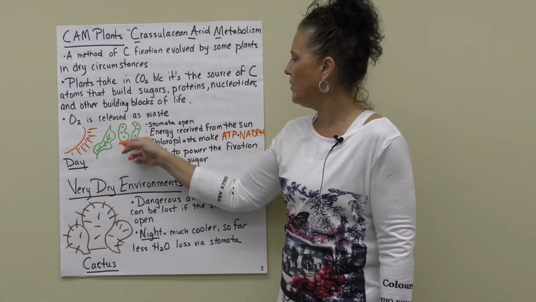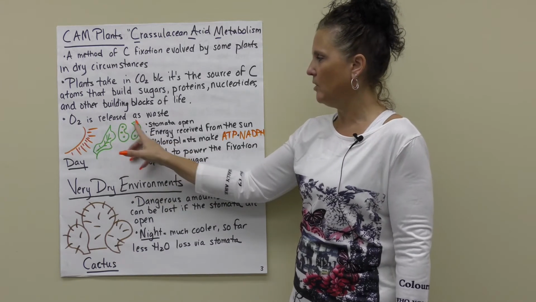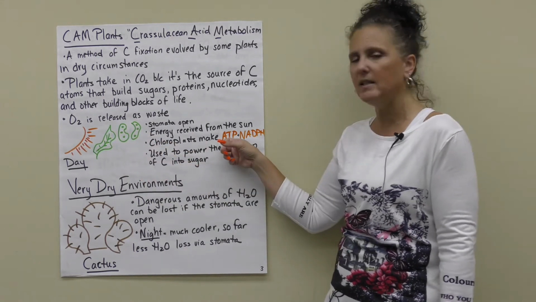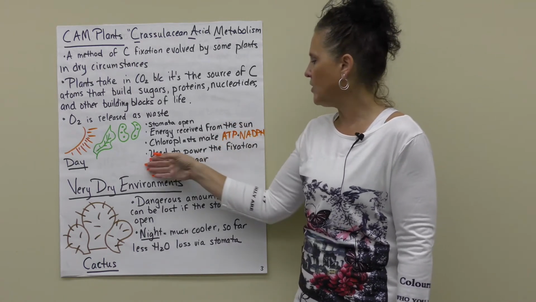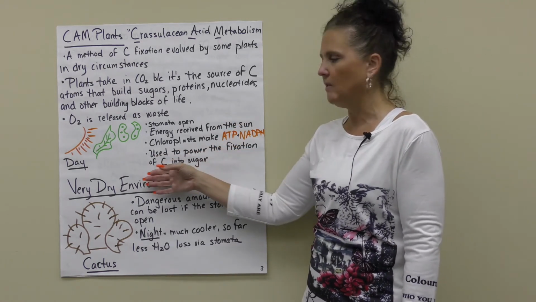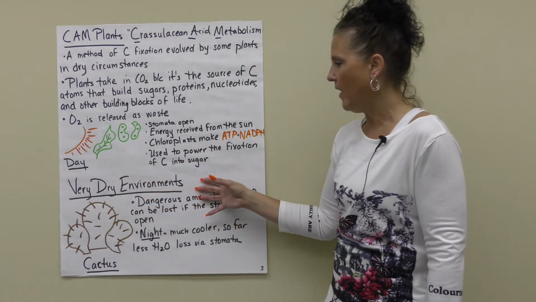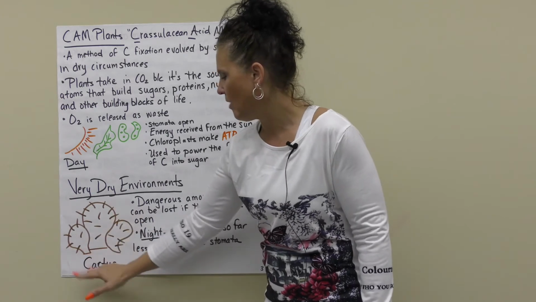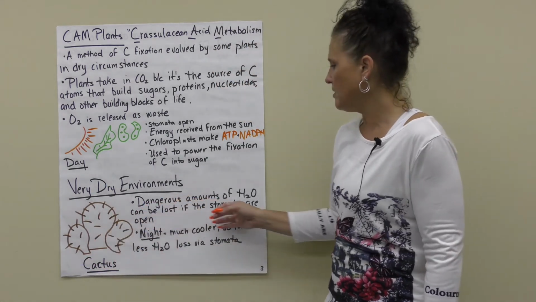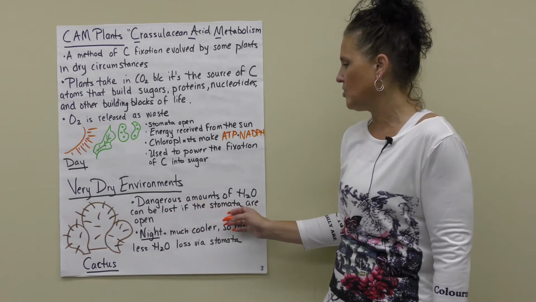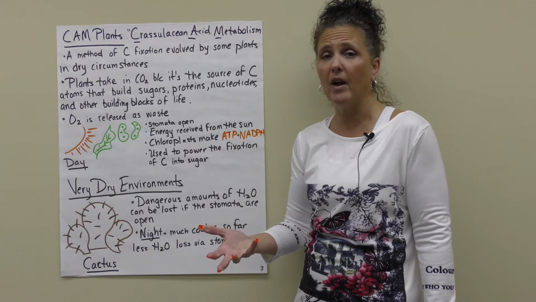So here we have these open stomata. They're getting energy from the sun, and the chloroplasts, the little green pigments in here, are going to make ATP, which is the power source, and NADPH. And that's used to power this fixation process of changing those carbon atoms into sugar. So we have this super dry environment, and here's our cactus, right? One is a cactus, more than one are cacti. Dangerous amounts of water can be lost if the stomata are open, and water is a hot commodity in the desert because it's not there very often.